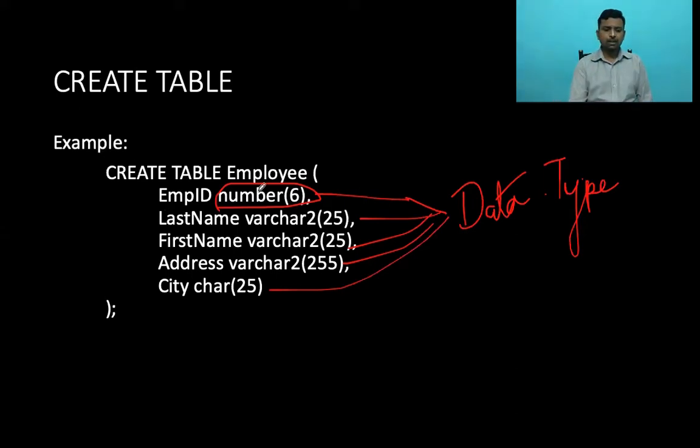So when I say number followed by 6, what does 6 mean? It's the limit, right? This represents the limit of digits. How many digits can a number hold here? Only 6 digits, not more than that. So I'm giving a constraint that only 6 digits can be stored for this employee ID, right? For example, some companies may say that only 6 digits are allowed for an employee ID. Yes, well and good. I can create a database accordingly by saying number of 6. So when I say number of 6, it's only 6, not more than that.